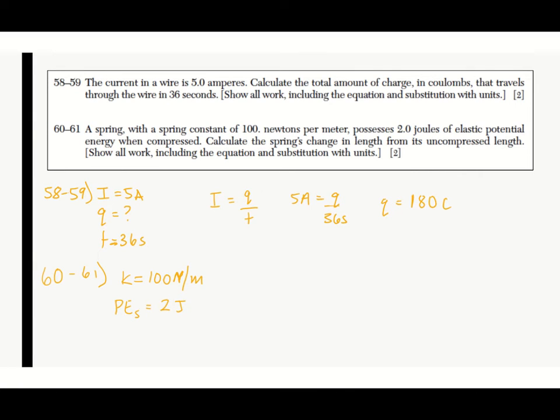We need to figure out the change in length from its uncompressed length, so that's x. So we're using the PES equation, as some of you like to call it, 1/2 kx squared. So 2 joules equals 1/2 times 100 x squared. You get that x is equal to 0.2 meters. That's how much it was compressed.